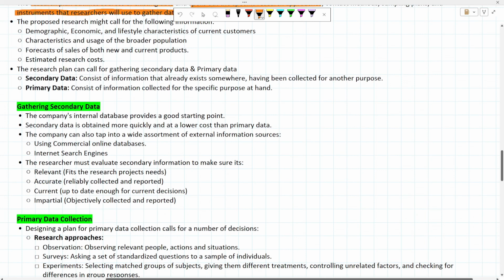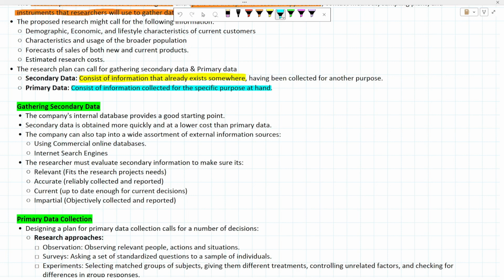Gathering secondary data. The company's internal database provides a good starting point. Secondary data is obtained more quickly and at a lower cost than primary data. Before I go on, let me just highlight this so you understand that secondary data consists of information that already exists, and primary data consists of information collected for the specific purpose at hand. You should already know what secondary and primary data are from many courses before this class. Just in case, I highlighted them for you.